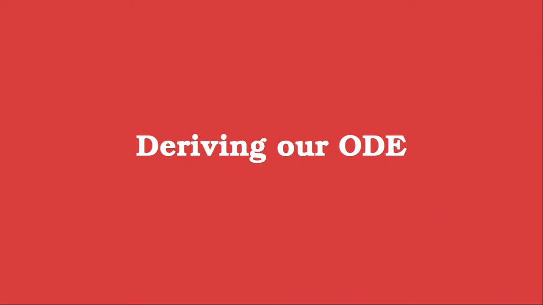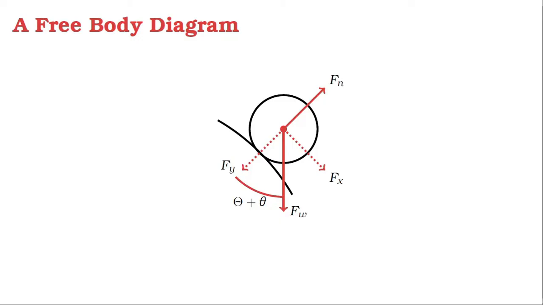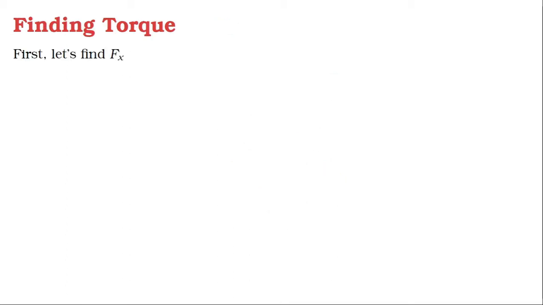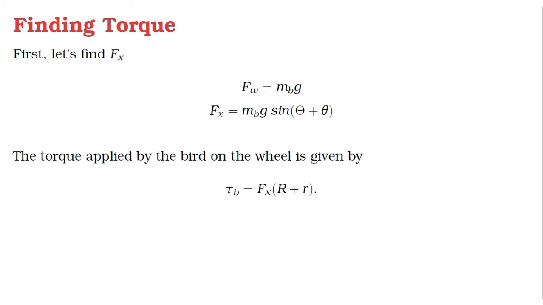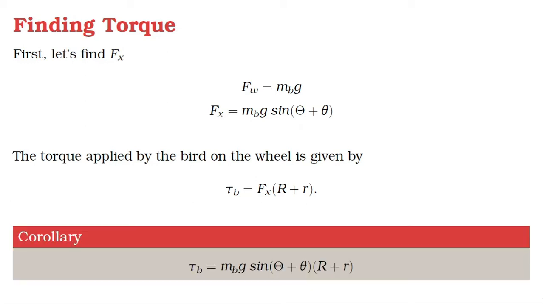To actually derive our formula of motion, we need to start with a free body diagram. We find that the force of gravity always acts at an angle of cap theta plus little theta from the wheel center. Notice that the only torque acting on the wheel is the tangential component of the force due to gravity, F sub x. Our first goal is to find the total torque, which must start with finding tangential forces. Our F sub x is the force of gravity times the angle made with the starting position at the top. The torque of the bird on the wheel is the tangential force component times the total radius, which is equal to this expression.